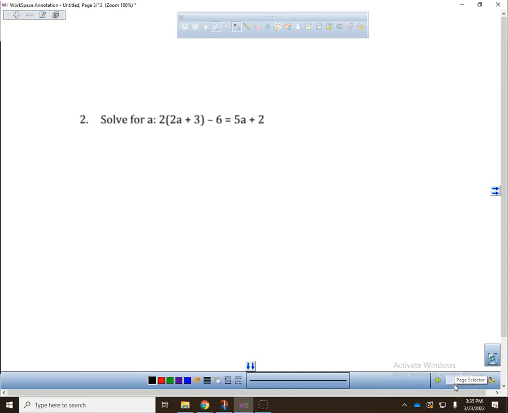Number 2, another equation. We need to solve for the variable a. So let's get started. The first step, if possible, is always to distribute. So I see that I've got a 2 here that needs to be multiplied and distributed by every term inside my parentheses. So I've got 2 times 2a is 4a, and 2 times positive 3 is positive 6. Then I also have a negative 6 on the left, and I have a 5a and a positive 2 on the right. My next step is going to be combine like terms.